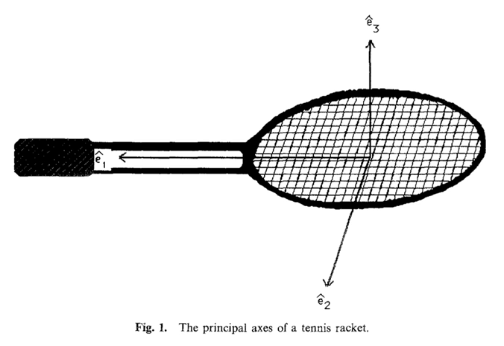Topic: Theory. The tennis racket theorem can be qualitatively analyzed with the help of Euler's equations.